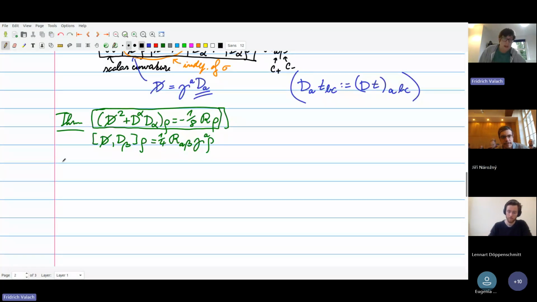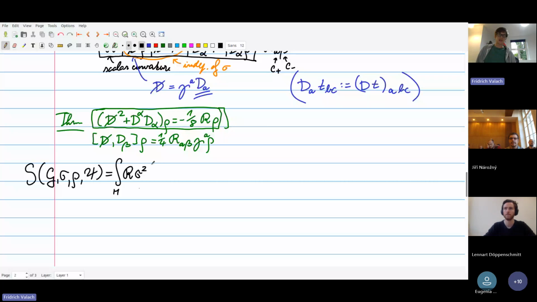So let me write you the action now directly. The action depends on the generalized metric sigma and on these two spinors, rho and psi. It looks as follows: an integral. First, you have an Einstein term, written in this stringy way. You have a scalar curvature, which is a function, and you multiply it by this half density squared. This is the one which classically corresponds to the bosonic part of the string low energy effective action.